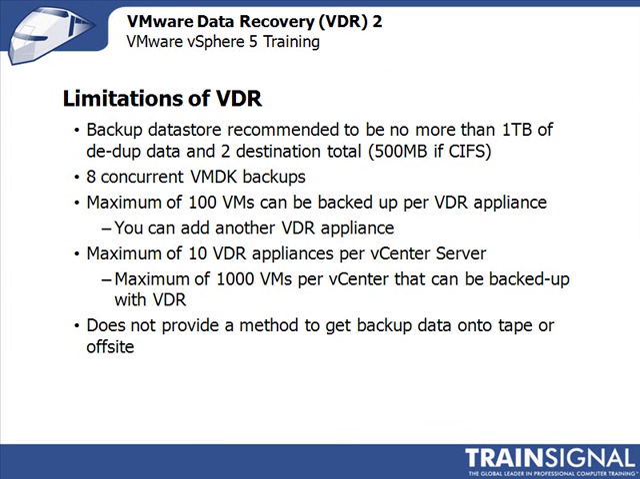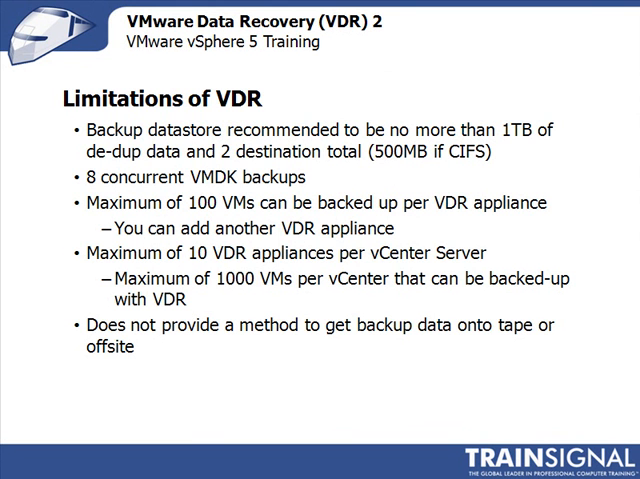The first one is that the backup data store is recommended to be no more than 1 terabyte of deduplicated data, and you have a maximum of 2 destinations total. You could have either a VMDK-based backup data store or a CIFS, which is just a Windows file share backup data store. If it's a VMDK-based backup data store, that 1 terabyte limit applies, but if it's a CIFS backup data store, there's a 500 megabyte maximum recommendation.